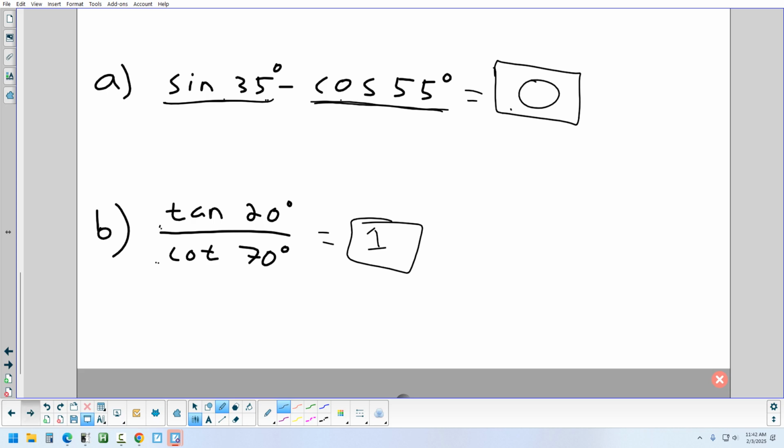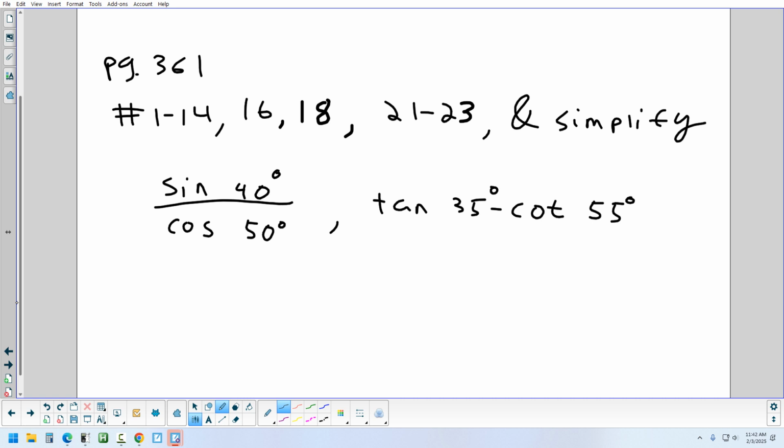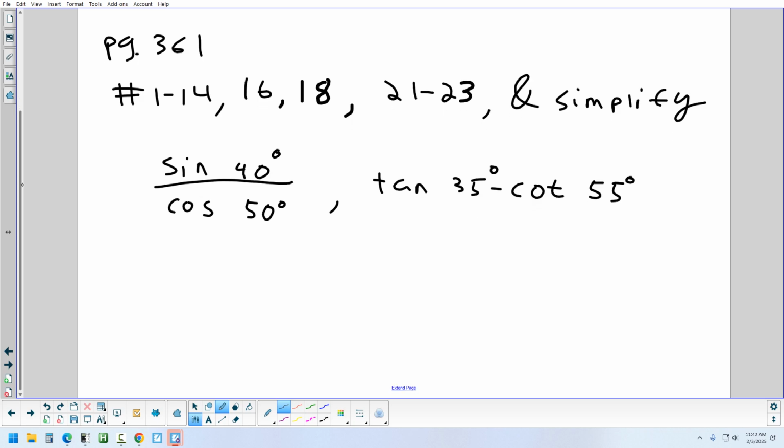All right. So that's the first part of 6.1. Most of the homework is in the book, but I also want you to simplify sine 40 over cosine 50 and tangent 35 minus cotangent 55.